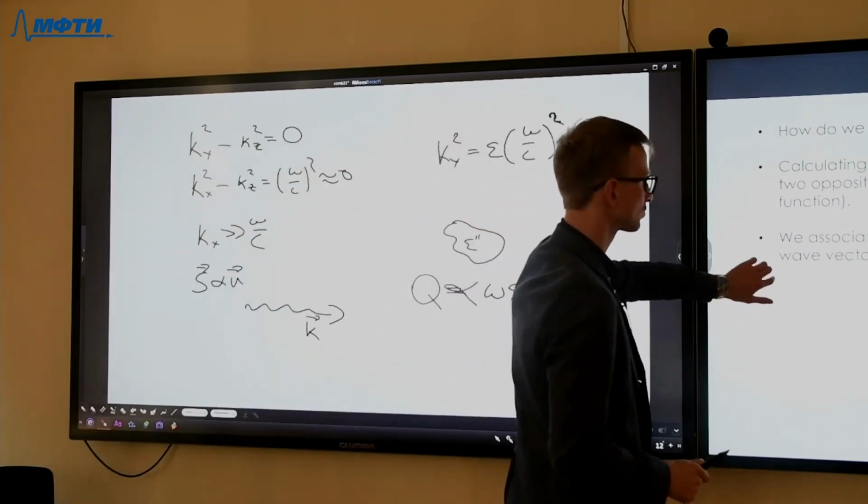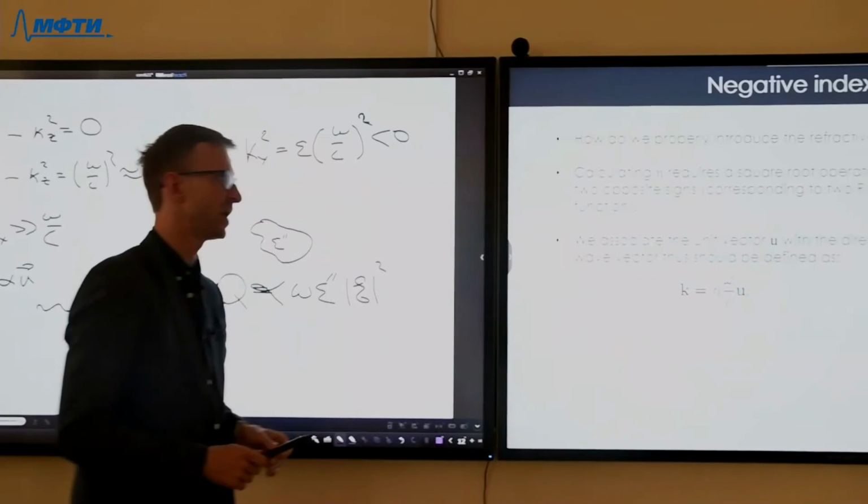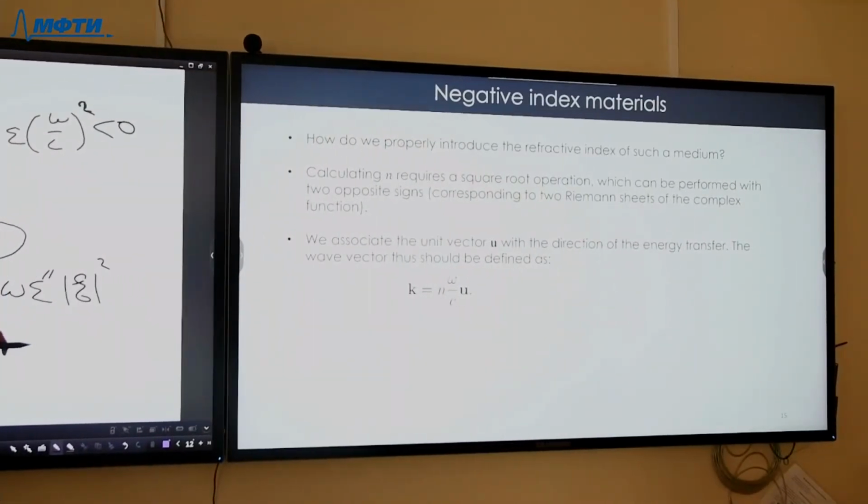And we want to define the wave vector k as refractive index times omega over c times this u. This is exactly how we defined it earlier for homogeneous waves in positive index media. Remember, it was n, it was omega over c, and it was u that was denoting the plane wave propagation. The difference that we are making now is that we want to associate this u not with the phase velocity, but with the energy velocity of the wave, with the direction in which the energy is propagating.